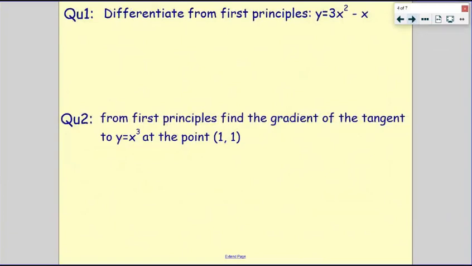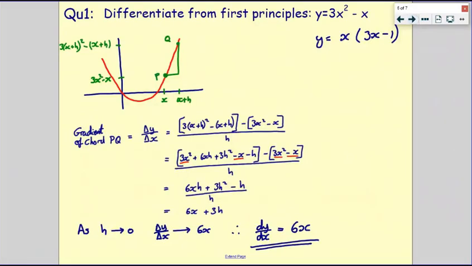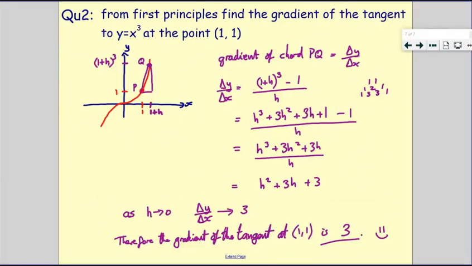Okay, and now the answers are as follows. Here's the answer to question 1. Pause the video, have a read of my solution, check that it's the same as yours. And here's the answer to question 2. Again, pause the video, check that it's the same as yours.